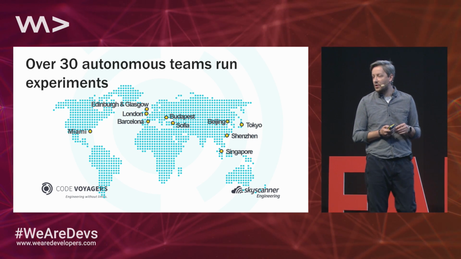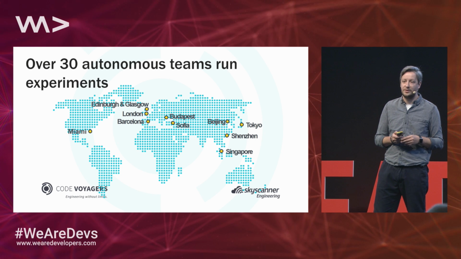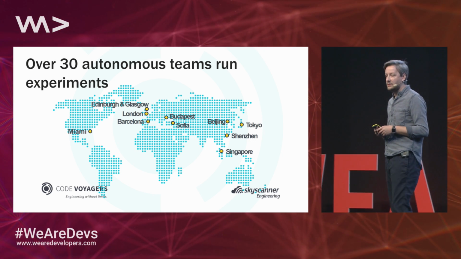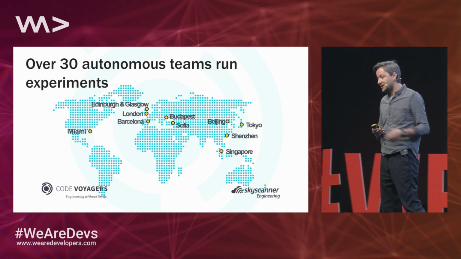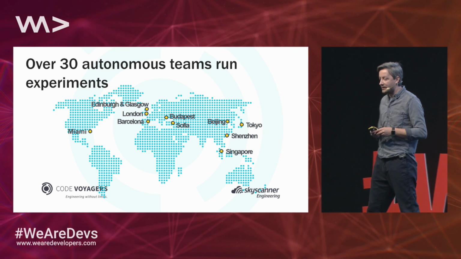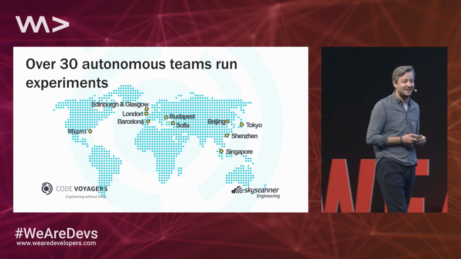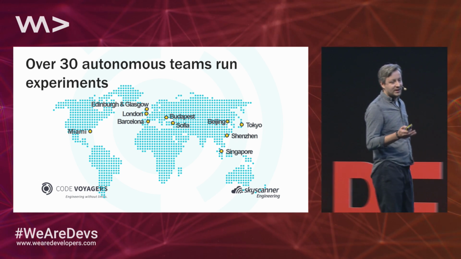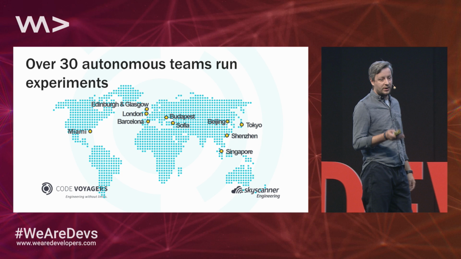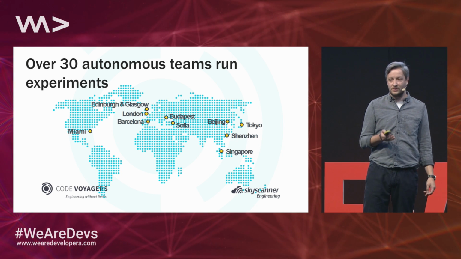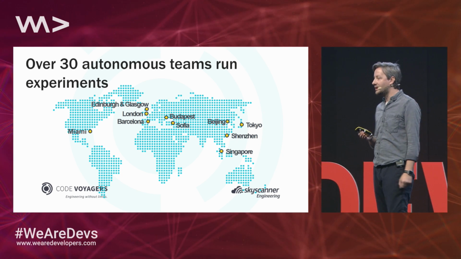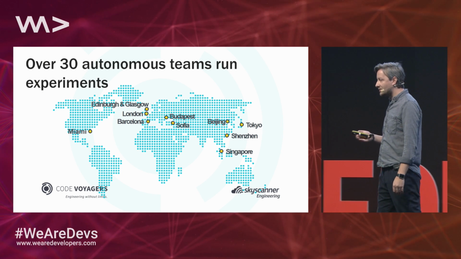So we actually have more than 30 autonomous teams running A/B tests every week, every day. And they're distributed across all of these locations you can see here, all of which are hiring, by the way, if you're interested in coming to work for Skyscanner. But the key idea really is that running autonomous teams has its own challenges, but especially teams running experiments. And that's what we're going to talk about next.